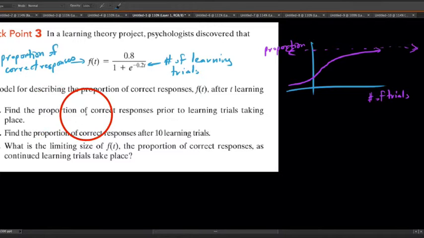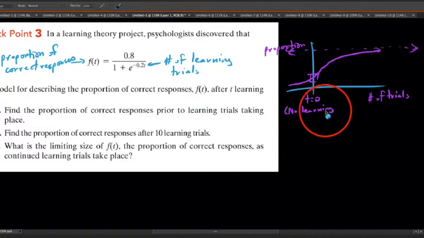So we say find the proportion of correct responses prior to learning trials taking place. Basically, with respect to this situation, before we do any learning trials, when t equals 0, we're going to say no learning trials. This would be before any learning trials take place, and that's our initial amount there.